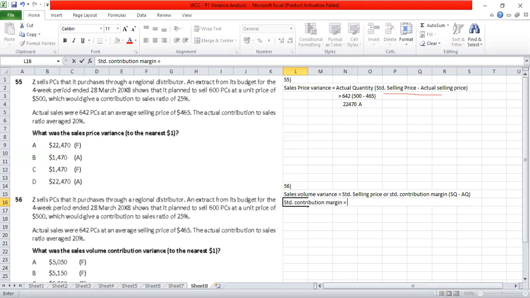The standard selling price is given at $500. 500 into the contribution percentage, which is 25%. So that should be 125.